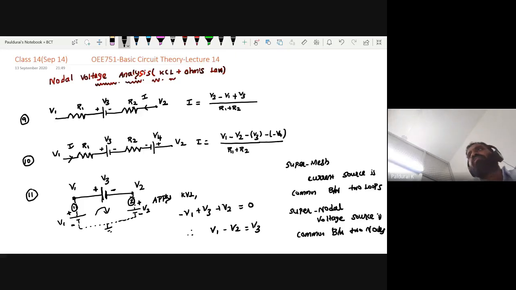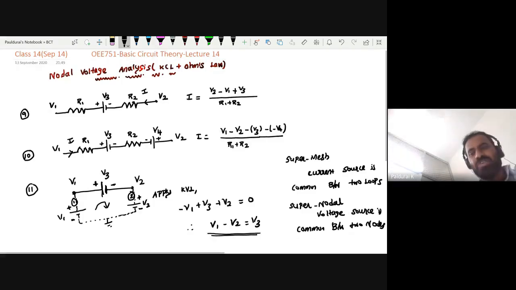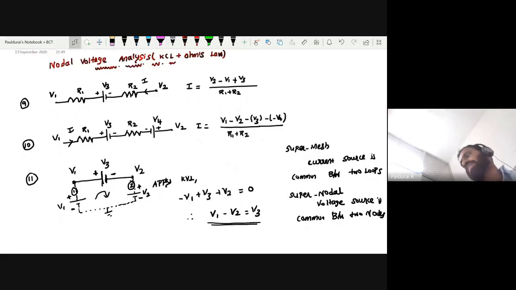So this is the way to develop super nodal. Like we developed the equation at super mesh, similarly you want to apply KVL whenever you are finding a common voltage source between two nodes. Are you clear? So now take this and then we will solve some more problems based on nodal. Then we will move to super nodal. So this is my today's plan.